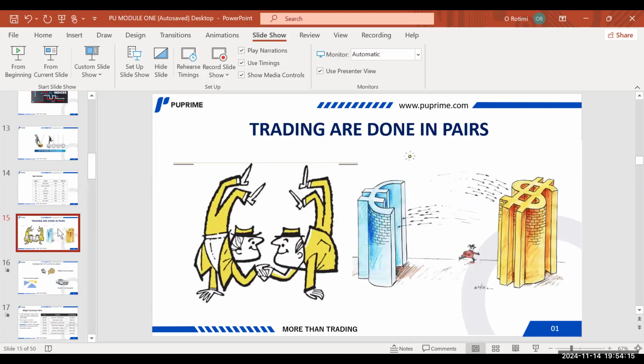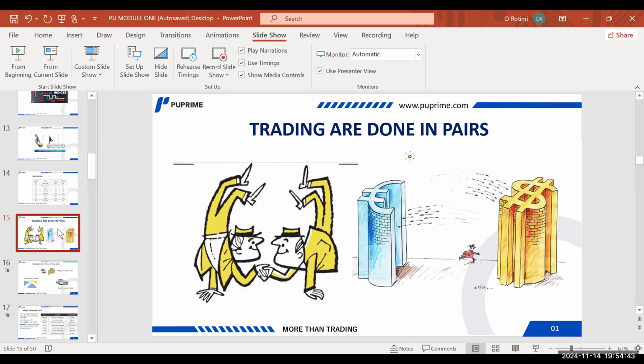Trading. When we trade currencies, currencies are always traded in pairs. What do we mean? I'll start by defining what forex trading is. Then we'll go into trading currencies in pairs. Forex trading simply is the exchange of one currency for another. So if you've ever exchanged naira for dollar, you've done forex trading. Forex trading is not only when you carry laptop and phones to trade. No, it is simply an exchange.